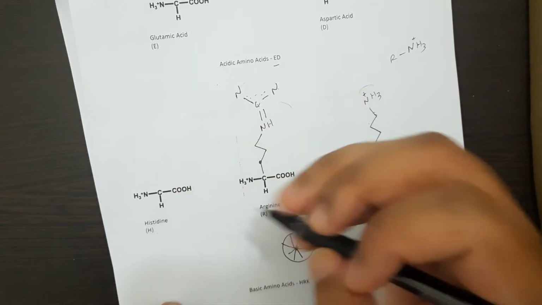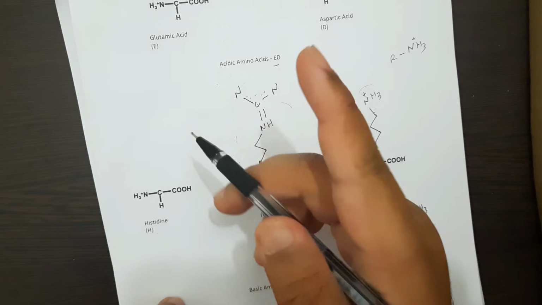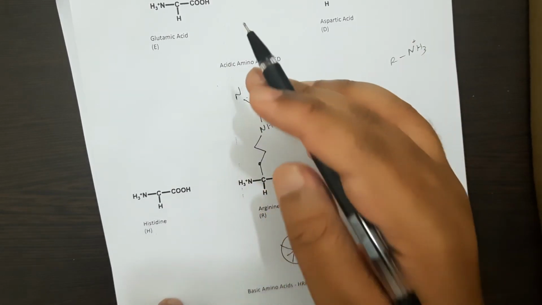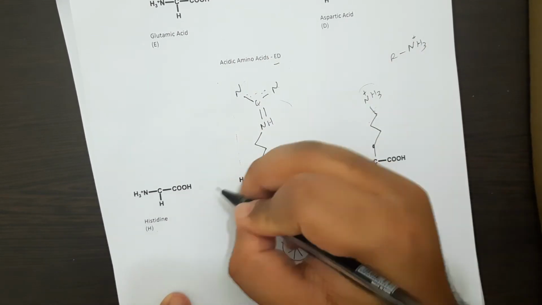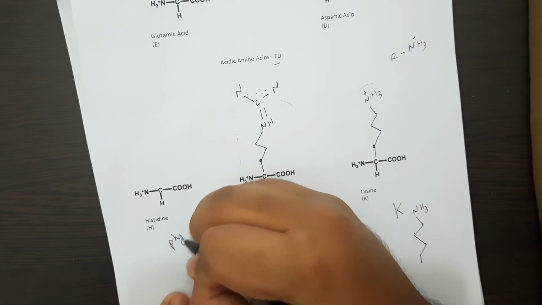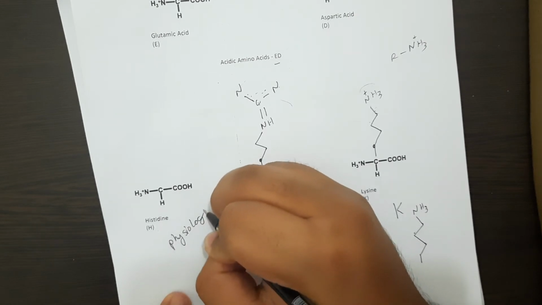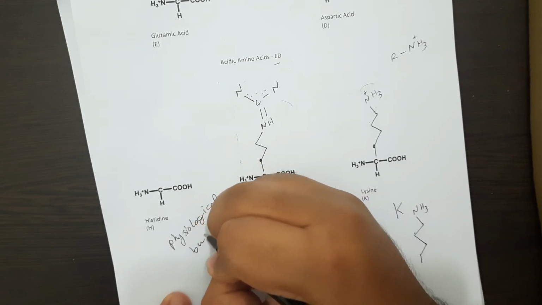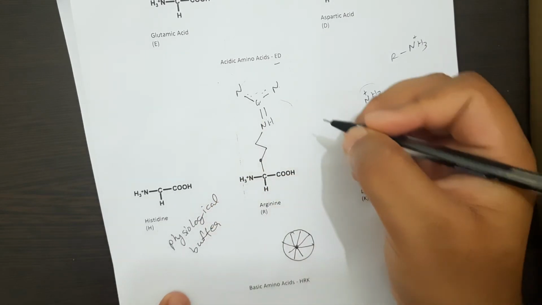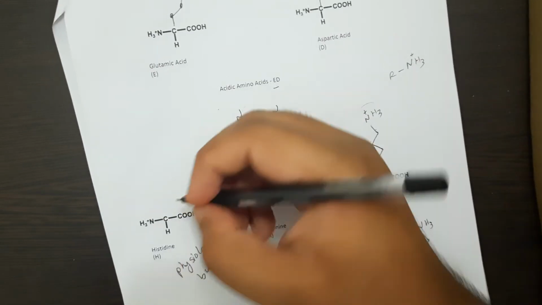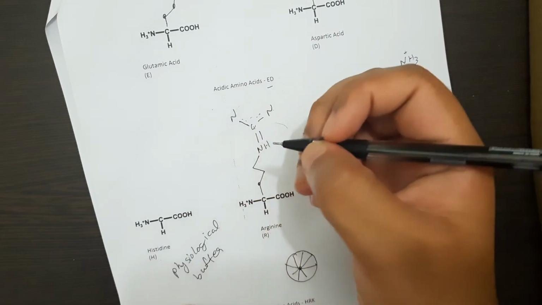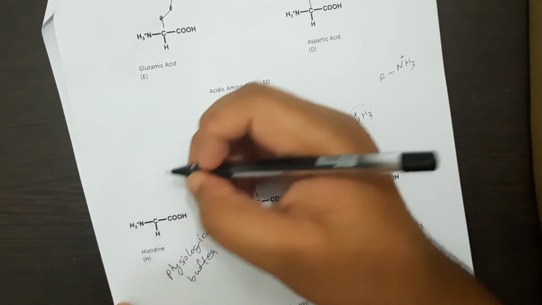basic amino acid is histidine. Now, this is a very important amino acid in all aspects because it's known as a physiological buffer. I'll get into the reason why. So how to remember the structure? You just have to mug it up. There is no other way. I'm really sorry about that.